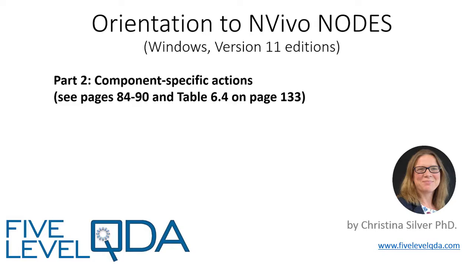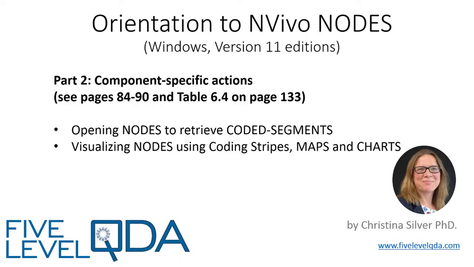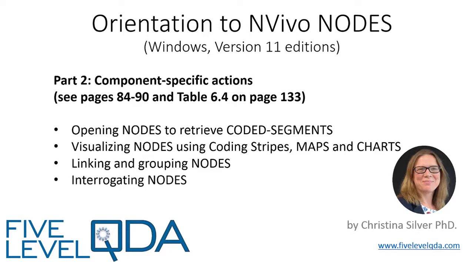This video follows on from the part 1 video about nodes to show some of the actions specific to nodes. We start by showing the retrieval of coded segments by opening nodes, and then we show different ways of visualizing nodes in coding stripes, maps, and charts. Then we look at linking and grouping nodes, and we finish up by looking at interrogating nodes using a coding query.